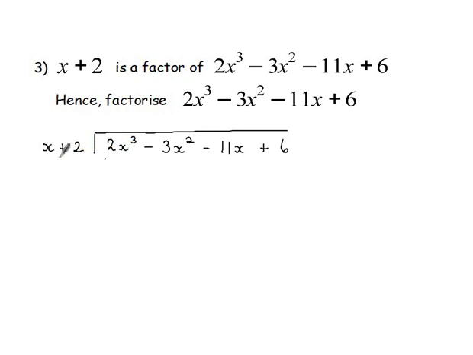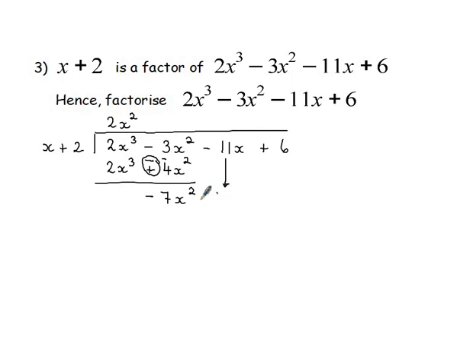So 2x cubed divided by x gives you 2x squared. Now times out, so 2x squared times x gives you 2x cubed, and 2x squared times 2 gives you plus 4x squared. We want to subtract, so we know 2x cubed, take away 2x cubed is 0, so we have minus 3x squared, subtract plus 4x squared. So remember, this is going to turn to a take away. So you're minus 3x squared, take away 4x squared. So you're going further down that number line to give you minus 7x squared.